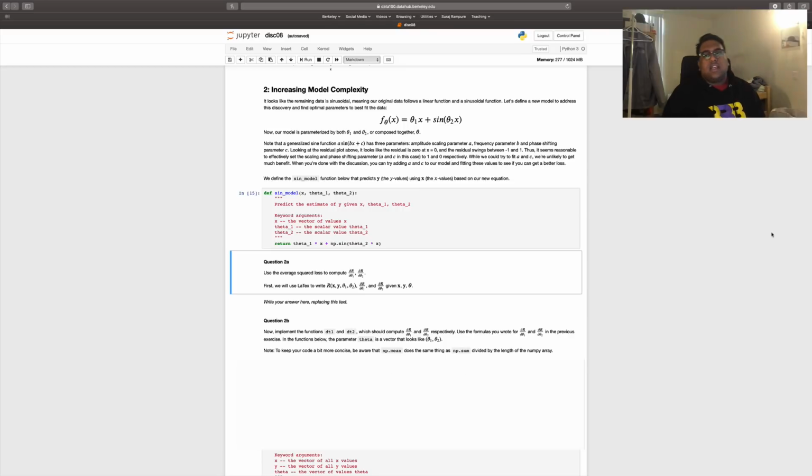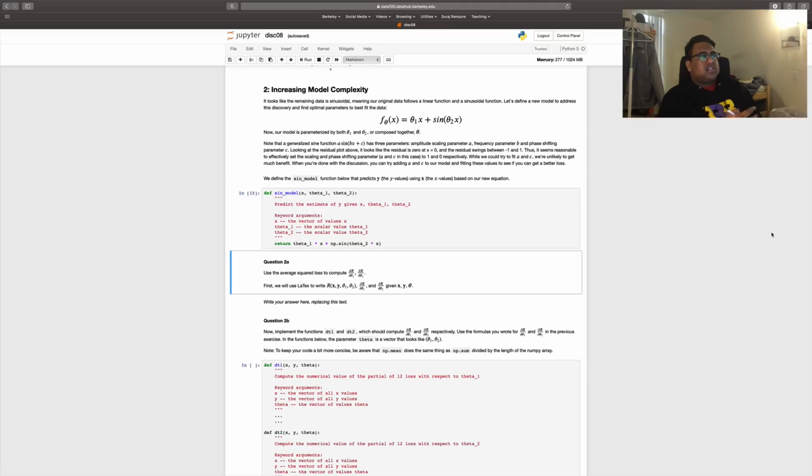But that's an aside. So what we want to do in this question is, using the average squared loss, compute the partial derivative of our risk with respect to theta 1 and with respect to theta 2.